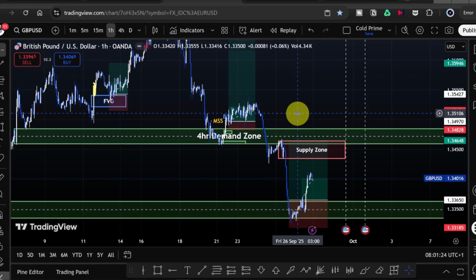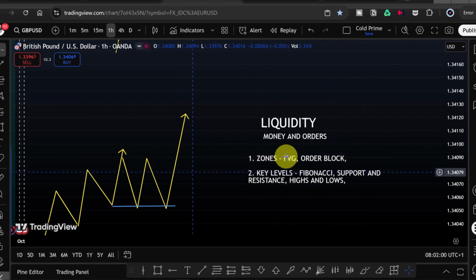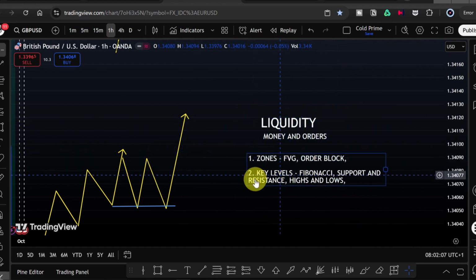So market moves from supply to demand, liquidity to liquidity. Now, this liquidity, we spot them from zones. So this is how I've been able to categorize them, because trust me, there's so many concepts on social media, on YouTube, and people just get these things confused. So liquidity is always sitting at zones and key levels, and there are so many of them. There are so many zones.